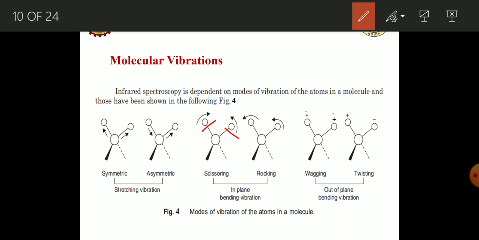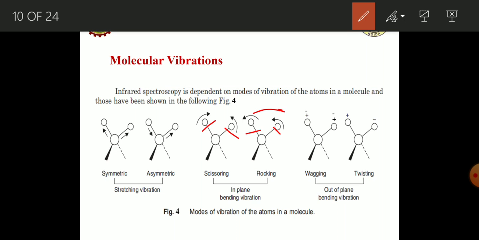The second one is rocking vibration. Rocking, an in-plane bending vibration, is a type of vibration in which the two atoms connected to the central atom move in the same direction. Here there is no change in the bond length, only a change in the bond angle.